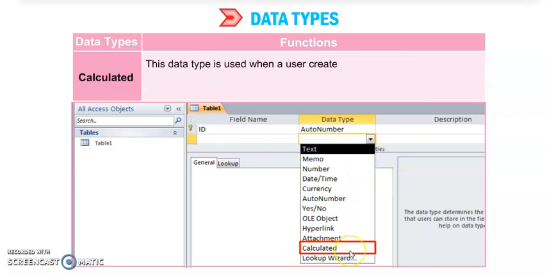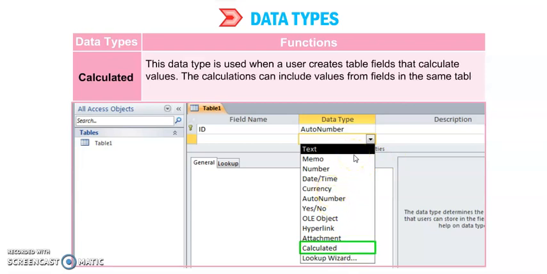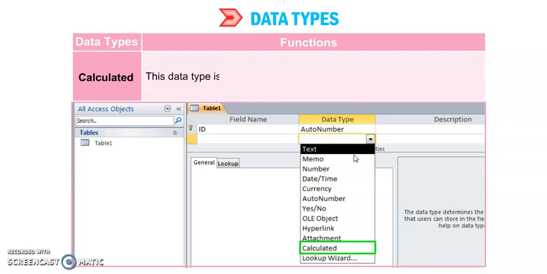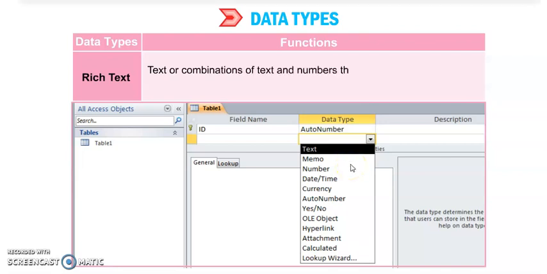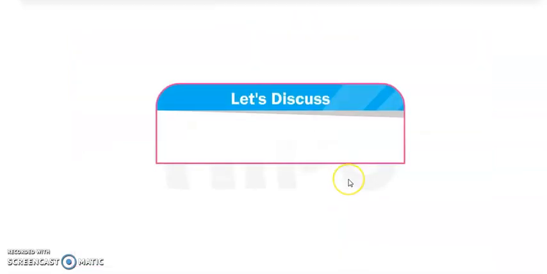Much similar to the manner you attach files to emails. Next is calculated. This data type is used when a user creates a table field that calculates values. Calculations can include values from fields in the same table as well as built-in Access functions. This data type is used mostly in case of queries, forms, and tables. Next is rich text. A combination of text and numbers can be formatted using color and font controls.